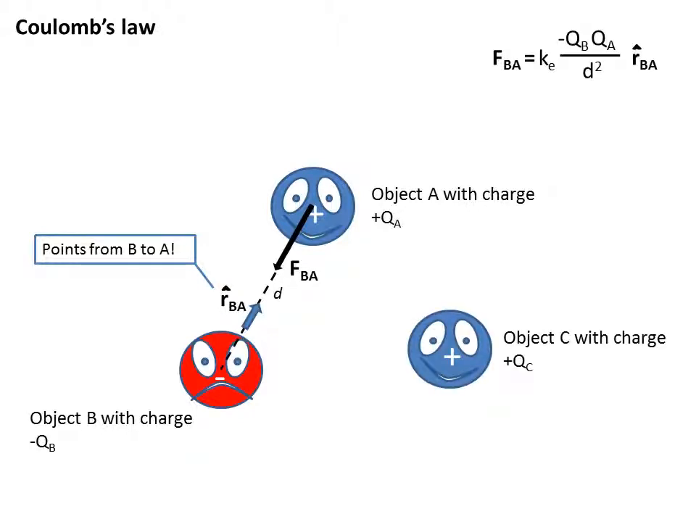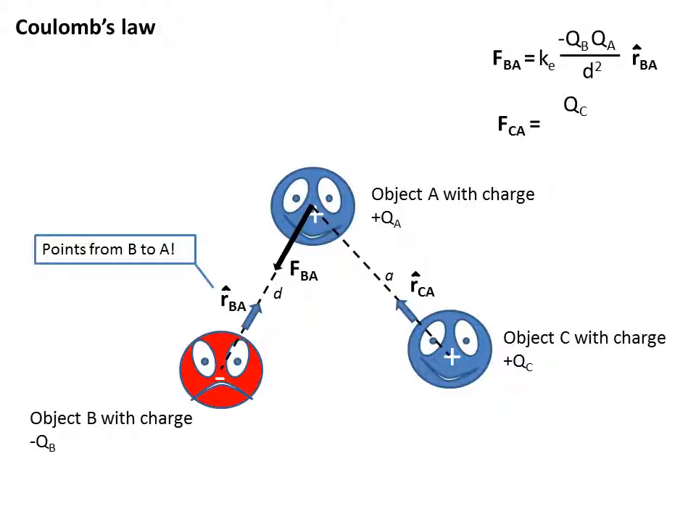Now, Coulomb's law also applies to situations where we've got more than two objects carrying non-zero electrical charge. Here we've got a third object, C, that is placed a distance A away from our original object. If we want to calculate the force from object C on object A, we follow exactly the same procedure. We set up a unit vector pointing towards object A. The expression for the force from C on object A then follows from Coulomb's law.